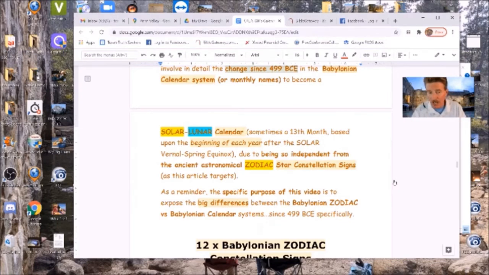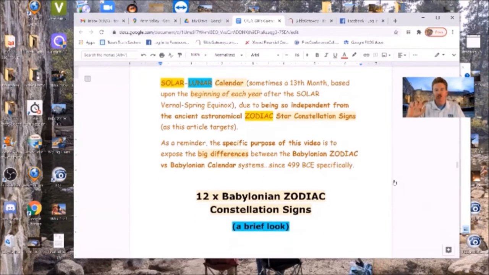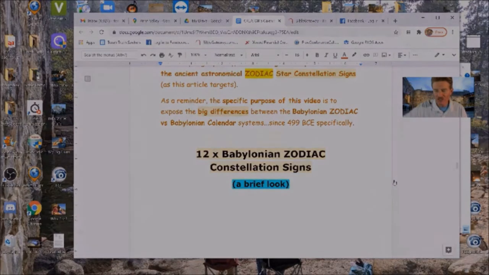But as a reminder, the specific purpose of this video is to expose the big differences between the Babylonian zodiac versus the Babylonian calendar systems since 499 specifically. So let's take a quick, brief look at the 12 Babylonian zodiac constellation signs for further emphasis.